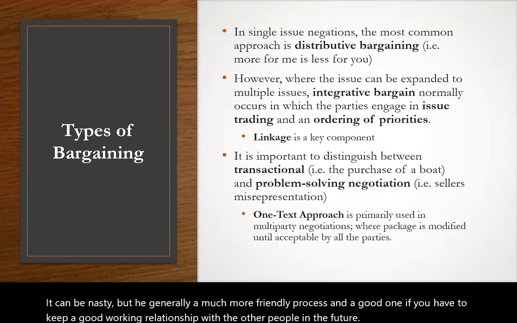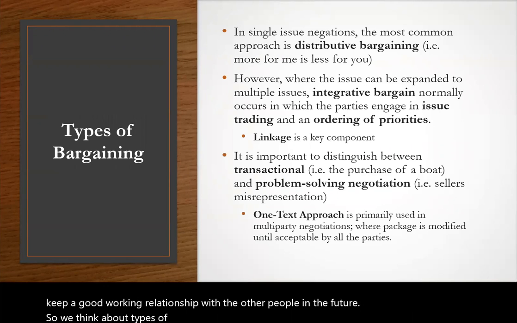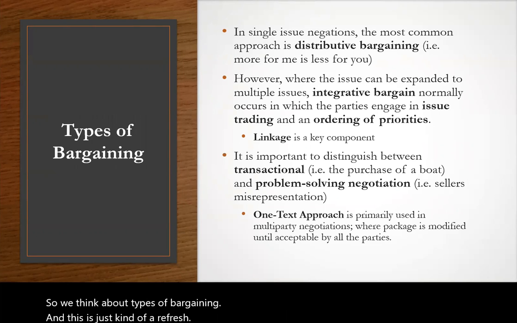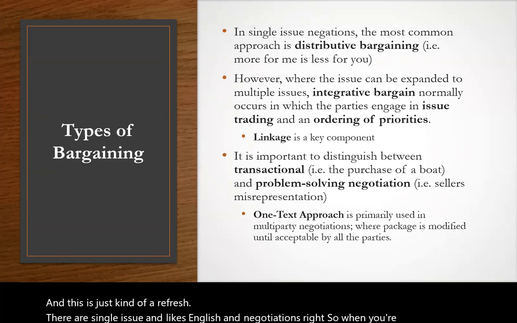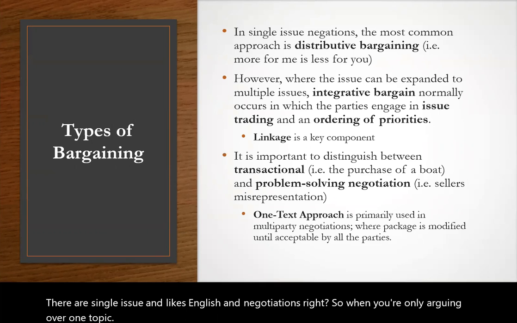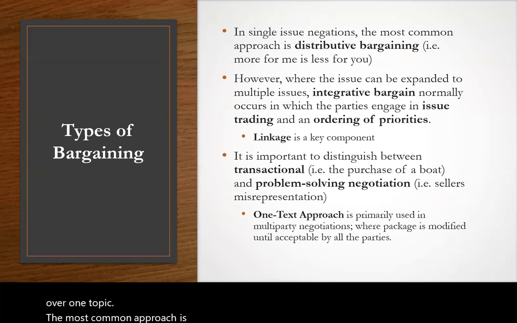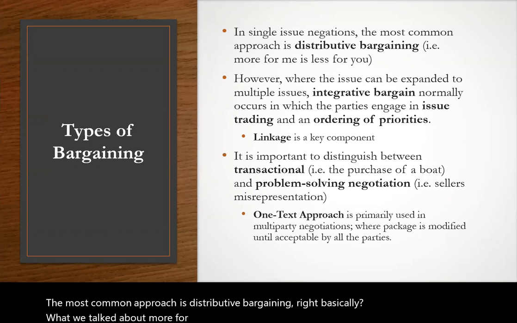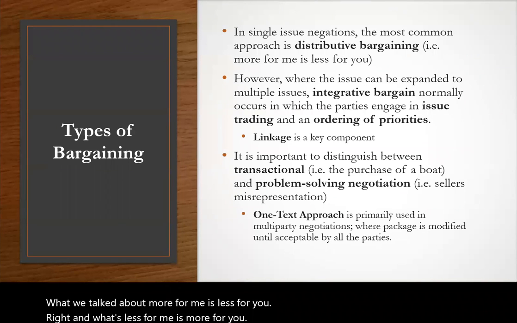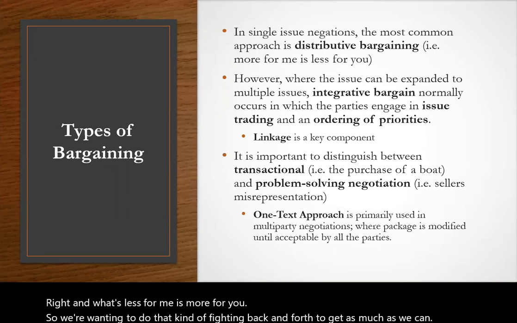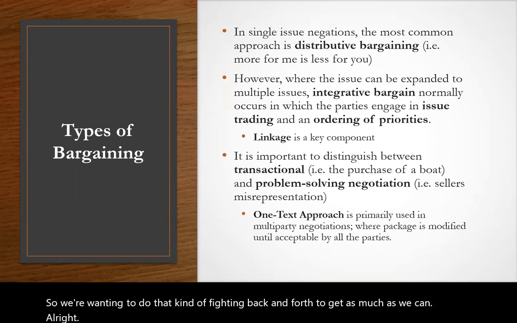So when we think about types of bargaining, again, this is just kind of a refresh. There are single issue negotiations, right? So when you're only arguing over one topic, the most common approach is distributive bargaining, right? Basically, what we talked about, more for me is less for you, right? And what's less for me is more for you. So we're wanting to do that kind of fighting back and forth to get as much as we can, right? Even if we don't really care about it.